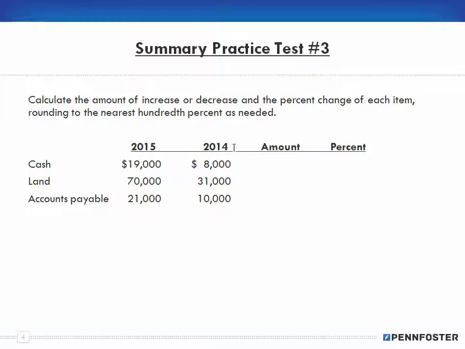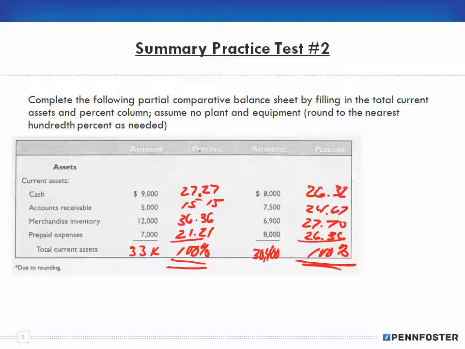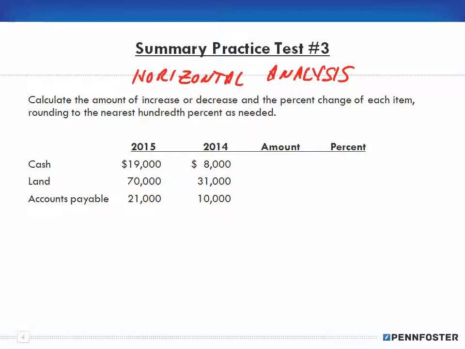Calculate the amount of increases or decreases and the percent change of each item, rounding to the nearest hundredth percent as needed. Is this a vertical analysis or a horizontal analysis? This is a horizontal analysis. Remember that the previous question was a comparative balance sheet, but it was a vertical analysis. Notice the differences when you're working through these. We're not going up and down here. We're not totaling this up and then dividing each number by that amount. We're going to work across the data.